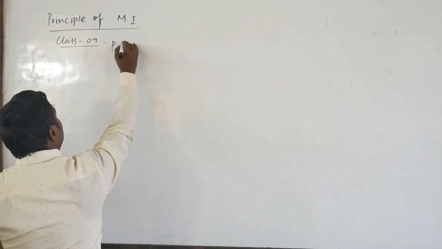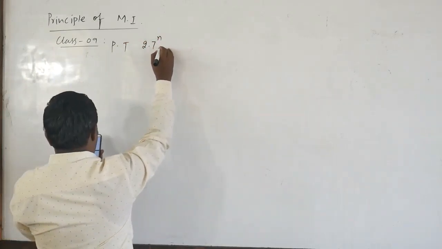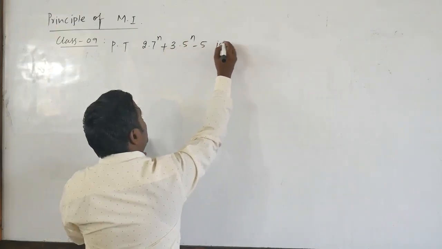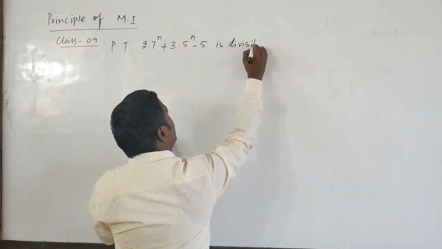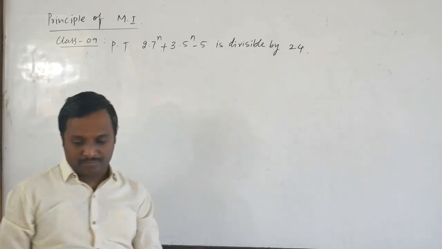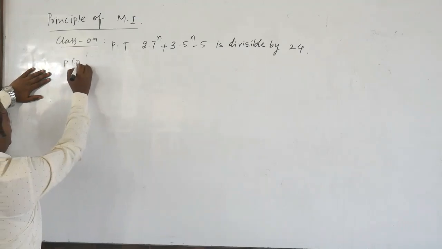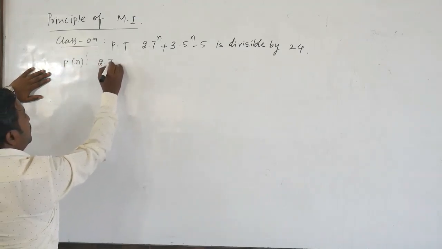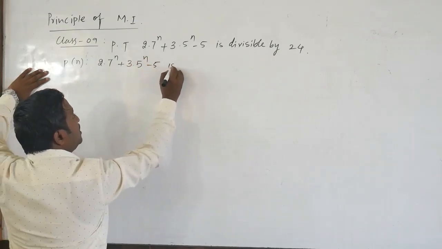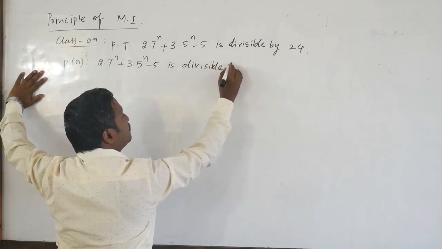Prove that 2 into 7 raised to n plus 3 into 5 raised to n minus 5 is divisible by 24. So statement P of n: 2 into 7 raised to n plus 3 into 5 raised to n minus 5 is divisible by 24.